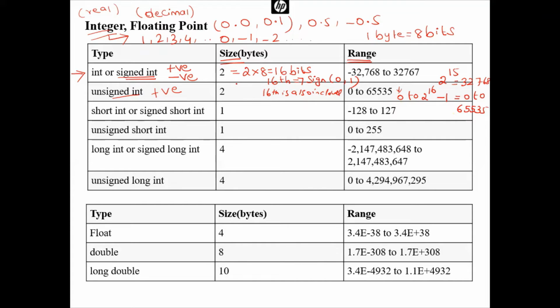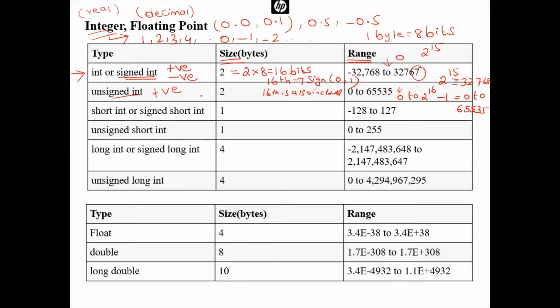Whereas in signed, one bit is lesser, so it will go up to 2 power 15. 2 power 15 is 32,768. Obviously, it will go to the negative numbers as well as the positive numbers. Sir, why positive number only 767? Because we are including 0.